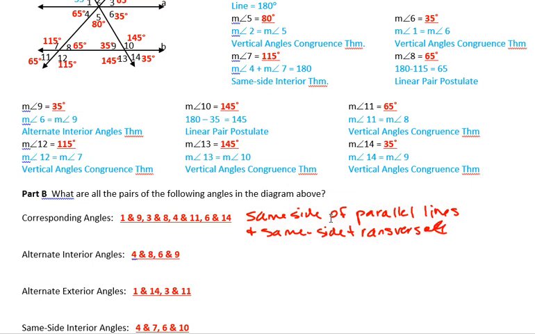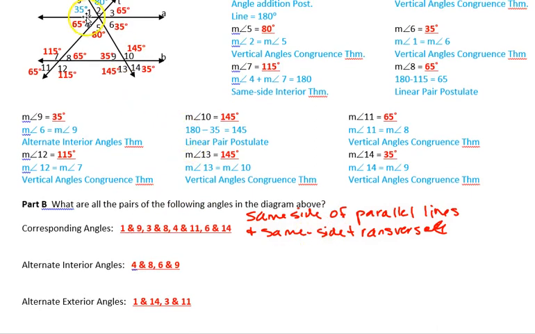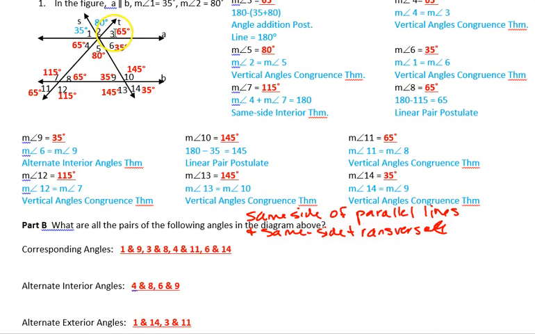If we look up here at the drawing, let me move this. Notice they're on the same side, top of the parallel line, and to the left of the transversal. We've got 3 and 8. So see 3 and 8 here again on top of the parallel lines and to the right of the transversal.